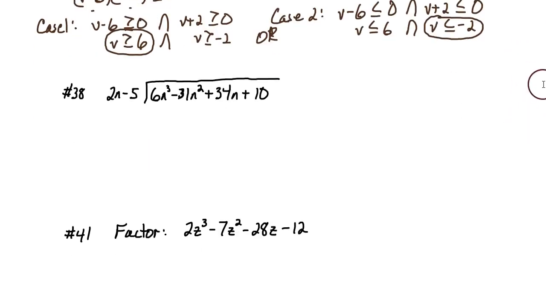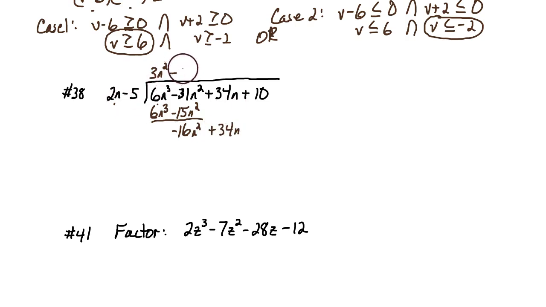Number 38, we have long division. So focus on leading terms. 2n times 3n squared is the 6n cubed. 3n squared times negative 5 is negative 15n squared. Now subtract them. Negative 31 subtract negative 15 is negative 16n squared. Bring down the next term.